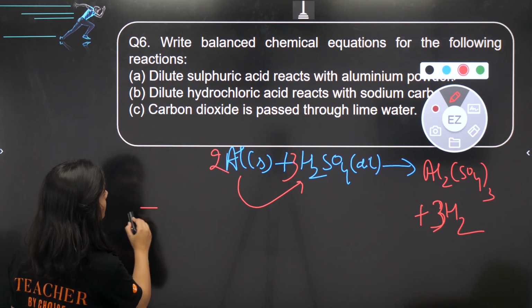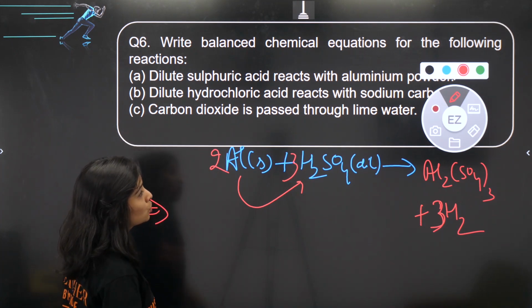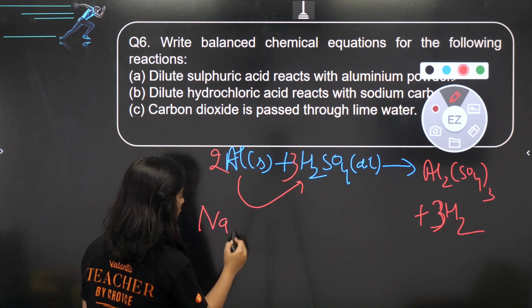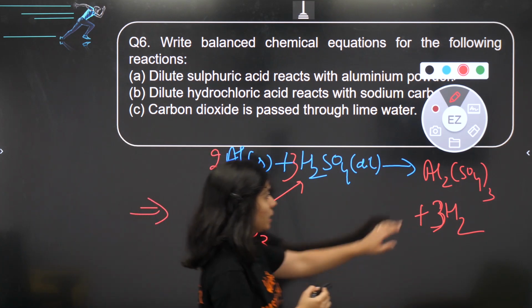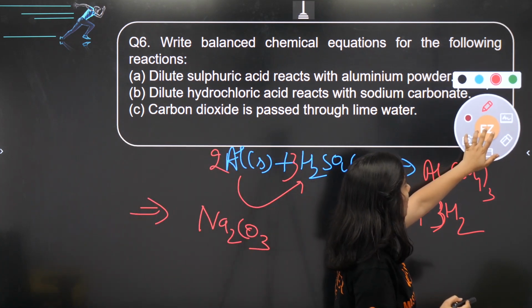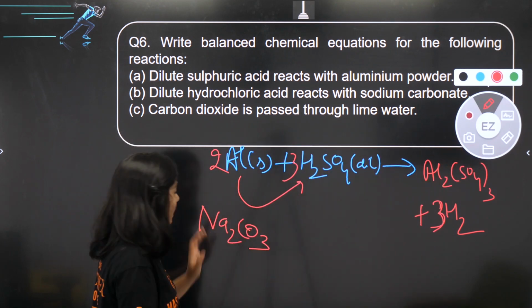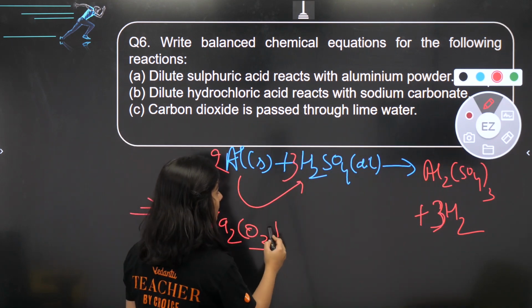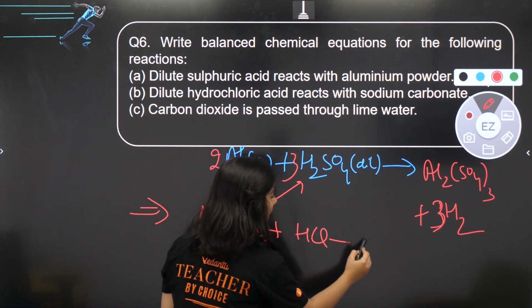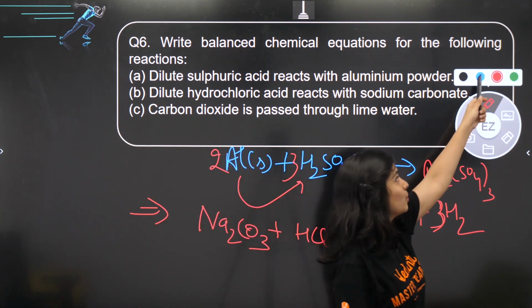Now next is dilute HCl with sodium carbonate. If I talk about sodium carbonate, sodium is not visible, it should be visible now, right? Sodium carbonate: I told you whenever a metal carbonate or metal bicarbonate reacts with acid, what is going to form?